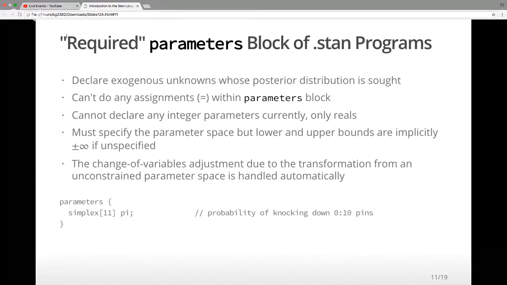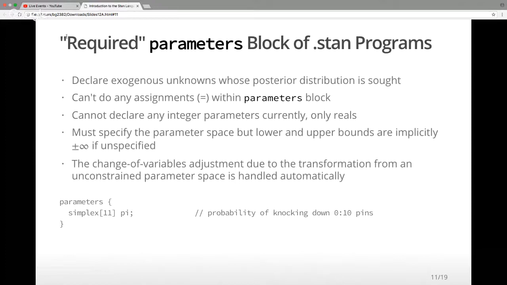But if you omit the lower or upper bounds, those are implicitly going to be negative or positive infinity, respectively. If you do declare bounds, or implicitly, like by saying this is a simplex, that means the numbers are going to be non-negative and add up to 1. Stan is doing a change of variables from the unconstrained space that it's actually doing the sampling on to the constrained parameter space that you're declaring in the parameters block.